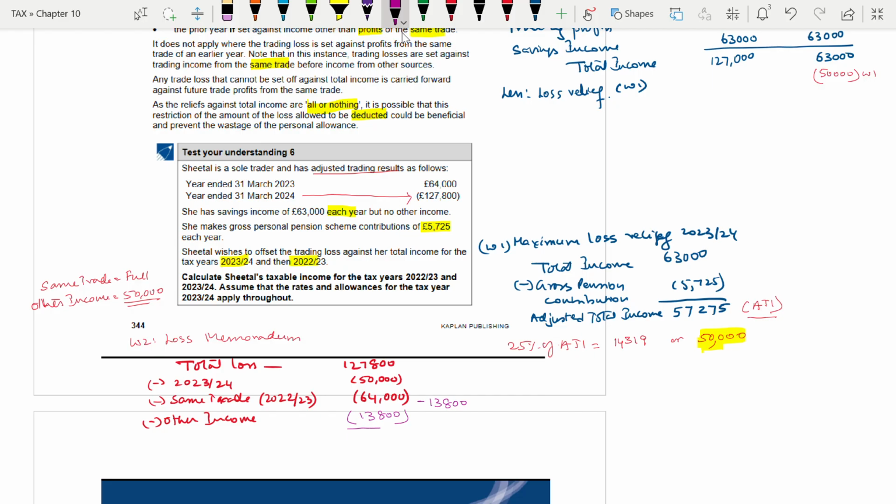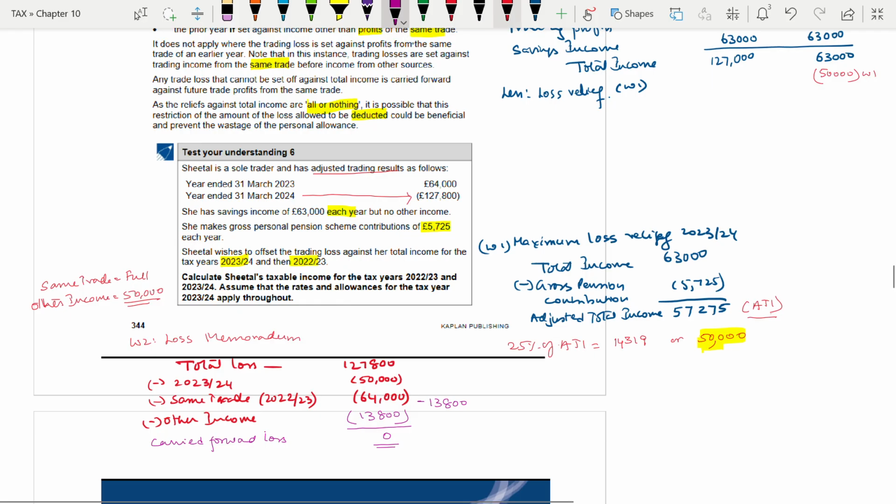Now you see the thing. Whatever the loss is there, how much is the carry forward loss? There is no carry forward loss. Further it is going to be 0. Again, I am telling you this. How much is the total loss? Total loss is 127,800.